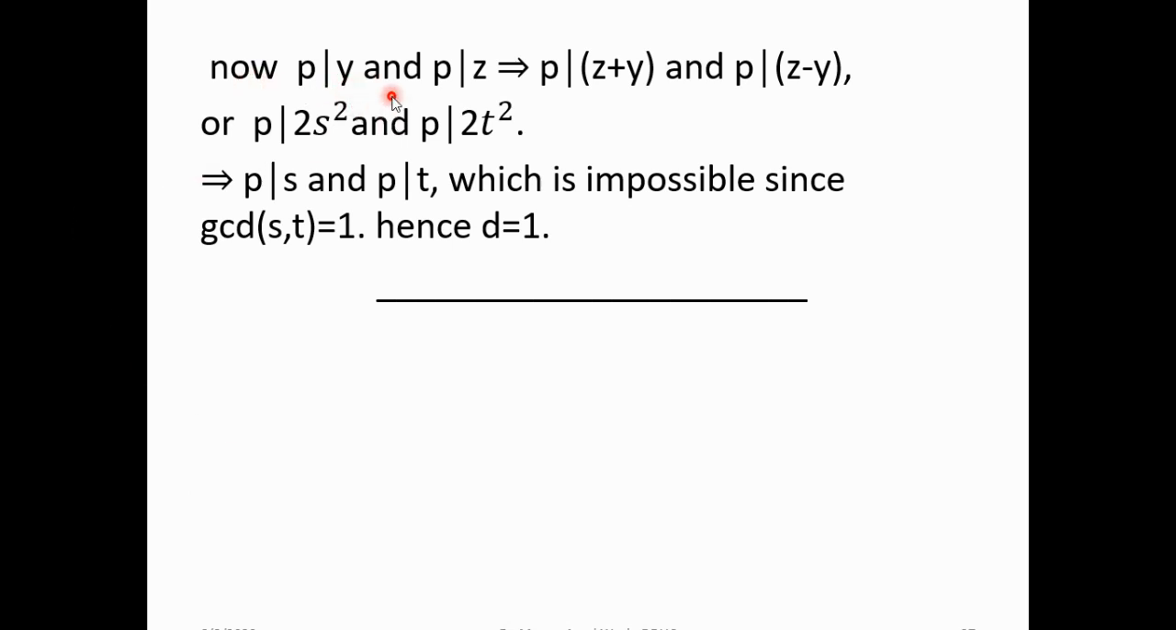Now p divides y and p divides z. This implies that p divides z plus y and p divides z minus y, or we can say p divides 2s square and p divides 2t square. This implies that p divides s and p divides t, which is impossible since s and t are relatively prime, and hence d is equal to 1.